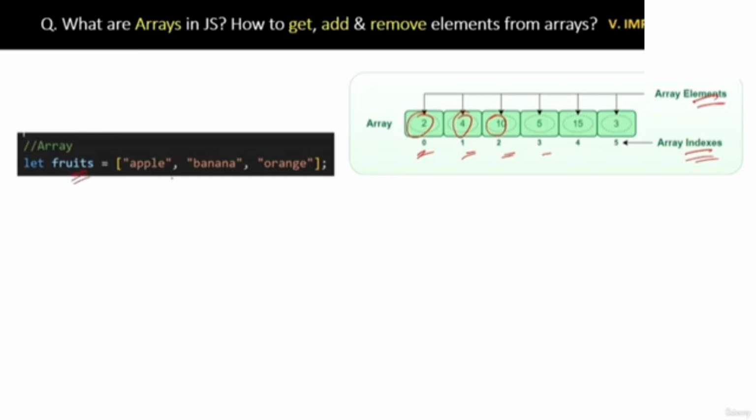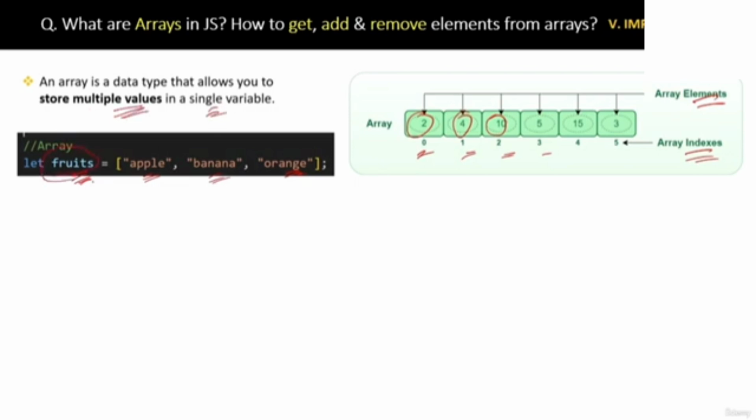Here, fruits is an array data type, and it contains multiple elements inside it like apples, bananas, oranges, etc. So the definition of array is: an array is a data type that allows you to store multiple values in a single variable. Now the question is, why do we need arrays?